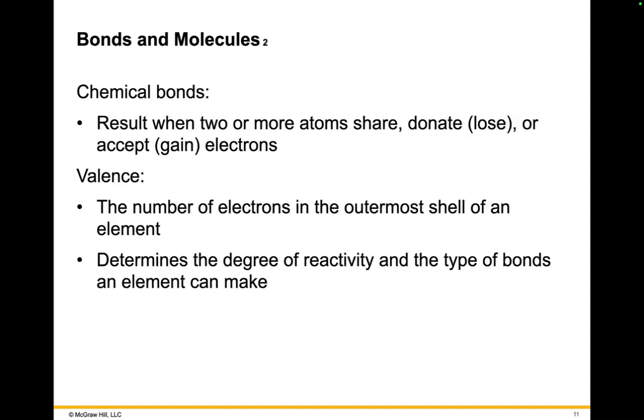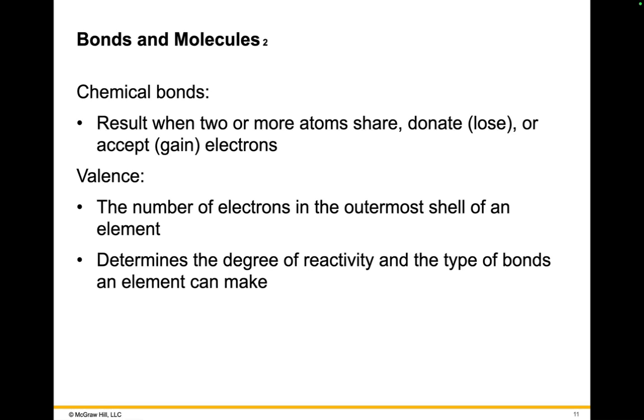Now, chemical bonds are going to result when these atoms share, donate, or accept these electrons. And we're talking about the electrons in the outermost shell, these valence electrons. And so valence is the number of electrons in that outermost shell of any element. And that, as we've already mentioned, tells you how reactive they are. If the valence energy level is complete, it will not be reactive.